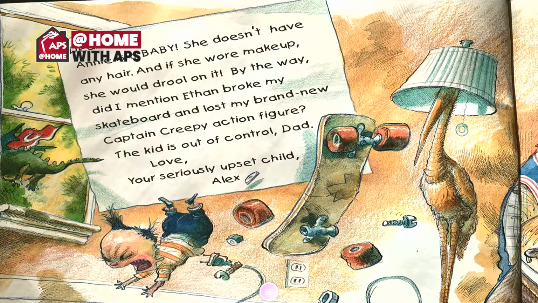Dear Dad, Annie is a baby, B-A-B-Y. She doesn't have any hair. And if she wore makeup, she would drool on it. By the way, did I mention Ethan broke my skateboard and lost my brand new Captain Creepy action figure? The kid is out of control, Dad. Love, your seriously upset child, Alex.